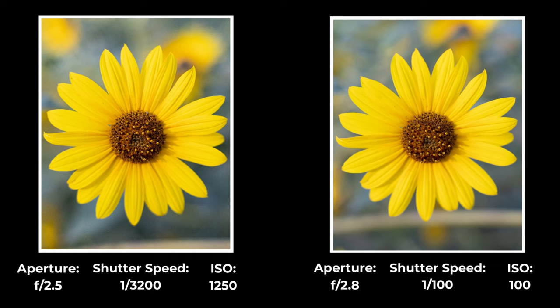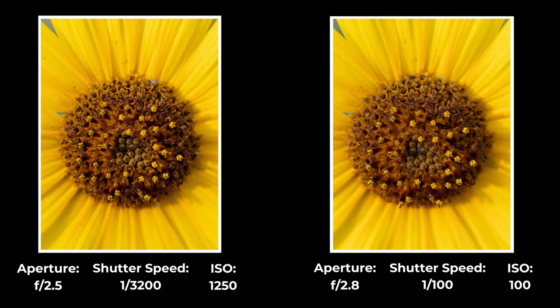So the image on the left, I used a faster shutter speed of 1 over 3200. And the image on the right, or the shot I took on the right, is using a slower shutter speed of 1 over 100. As you can see, the image on the left is a lot more sharp, especially when you take a look at the center portion of the flower. You can just see the details a lot more compared to the image on the right.